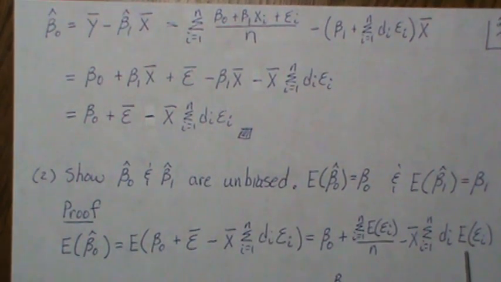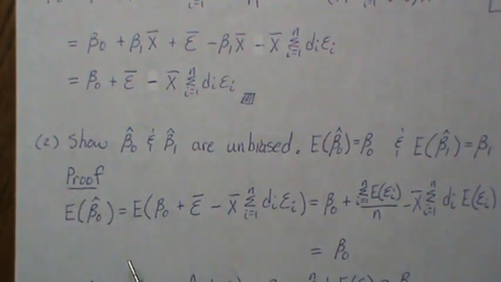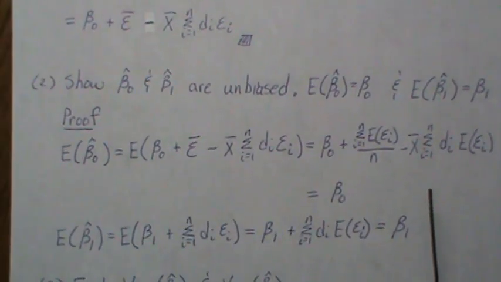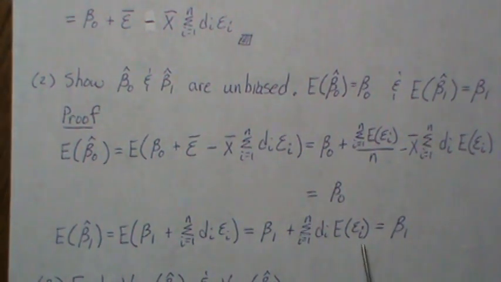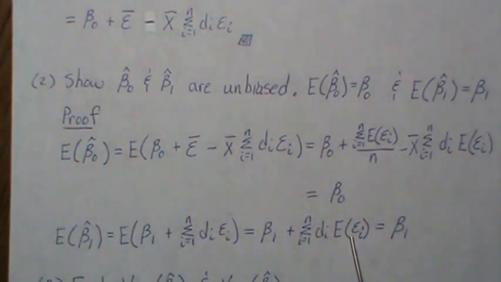Well, the standard assumption 1 is that the expected value of these error terms is 0. So that drops out, and we're left with just beta naught. So it is unbiased. Now for beta 1, the expected value of beta 1, we plug in what we derived in property 1, and the expected value of a constant is just the constant. The di's are constant, so the expectation goes in and it's just on the epsilon i. But this is 0 according to standard assumption 1, and so it's beta 1. And so that is unbiased.